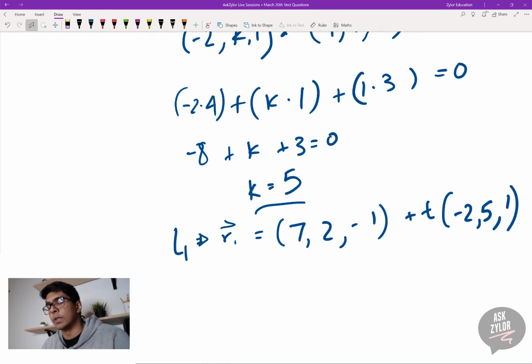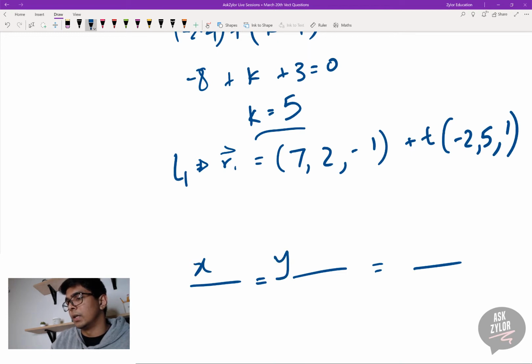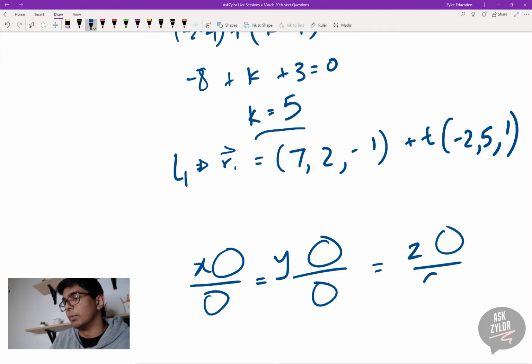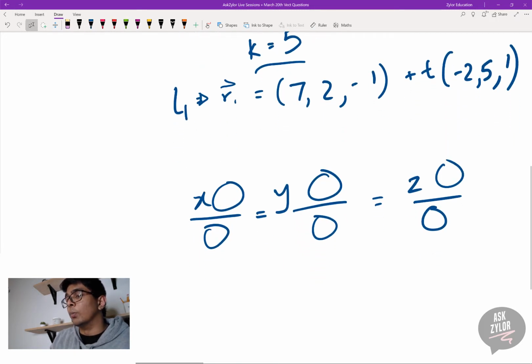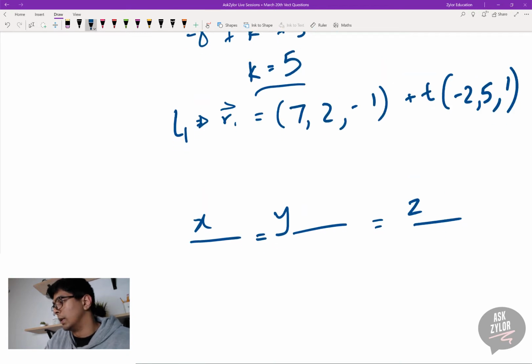The second part of the question says write symmetric equations for this line. So symmetric equations usually take the form of x, y, z with a point on top and then the direction vector component on the bottom. So for example, for this equation, what's my point for x? It's 7, so I'm going to write minus 7. My y is going to be minus 2, and my z is going to be minus 1, so minus 1 is going to be plus 1.